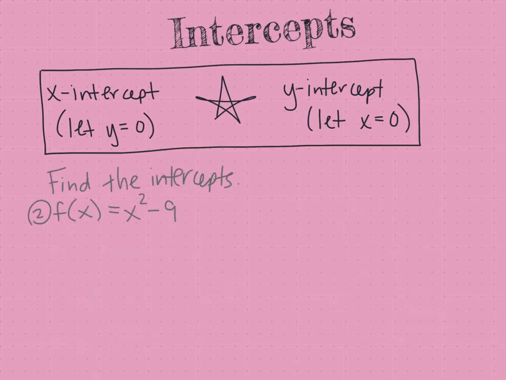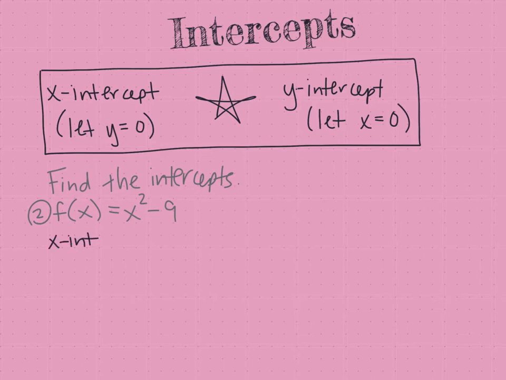Okay, our next example is a quadratic function or quadratic equation. This could also say y equals x squared minus 9. And since it's quadratic, we are potentially going to have up to 2 x-intercepts because it's a parabola and it could hit the x-axis up to 2 times. So we'll see that when we find the x-intercept.